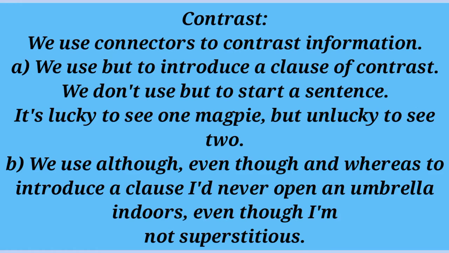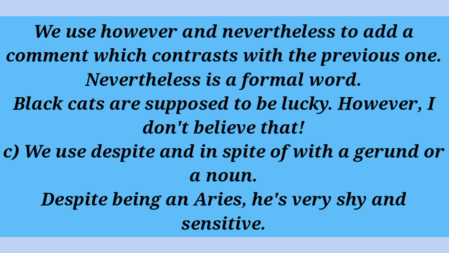B. We use although, even though and whereas to introduce a clause. I'd never open an umbrella indoors, even though I'm not superstitious. C. We use however and nevertheless to add a comment which contrasts with the previous one. Nevertheless is a formal word. Black cats are supposed to be lucky. However, I don't believe that. D. We use despite and in spite of with a gerund or a noun. Despite being an Aries, he's very shy and sensitive.